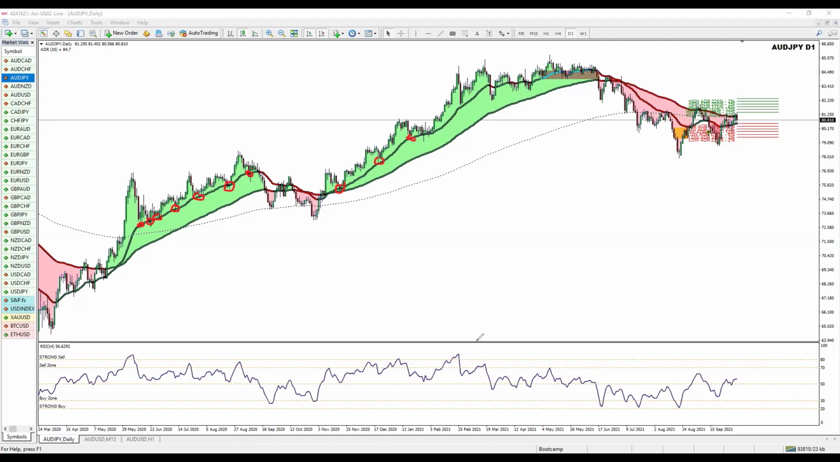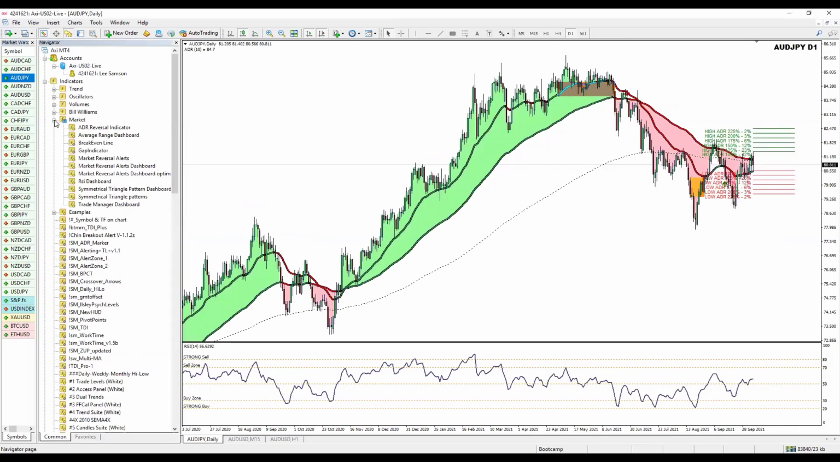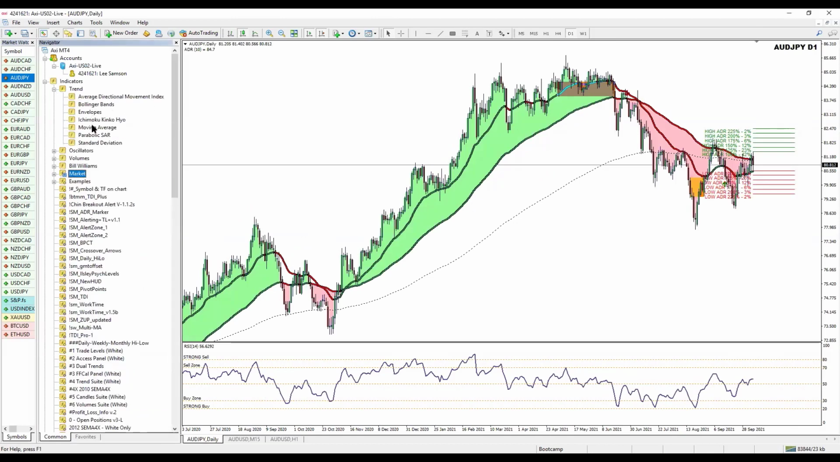I just use a 24 and 72 because those are the ones that I have found to be the most effective. Is the moving average connected with your indicator? No, moving averages are moving averages. These are stock moving averages. These are exactly the same as MT4. These are just moving averages.